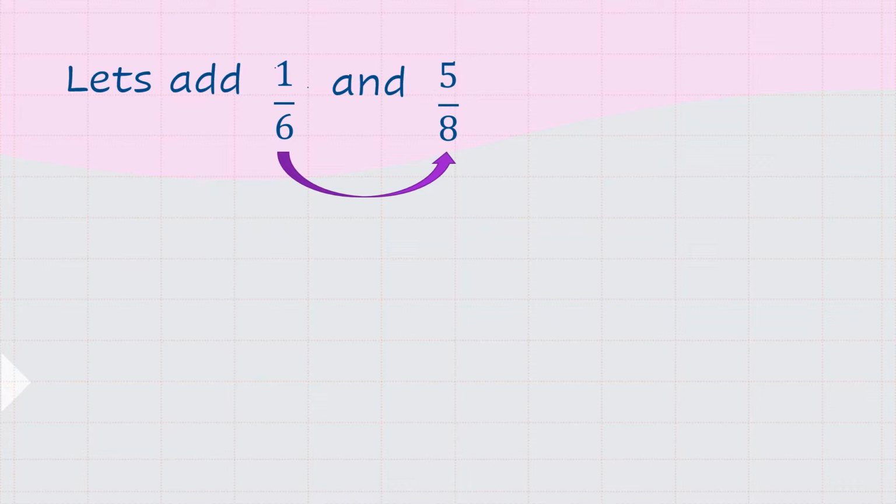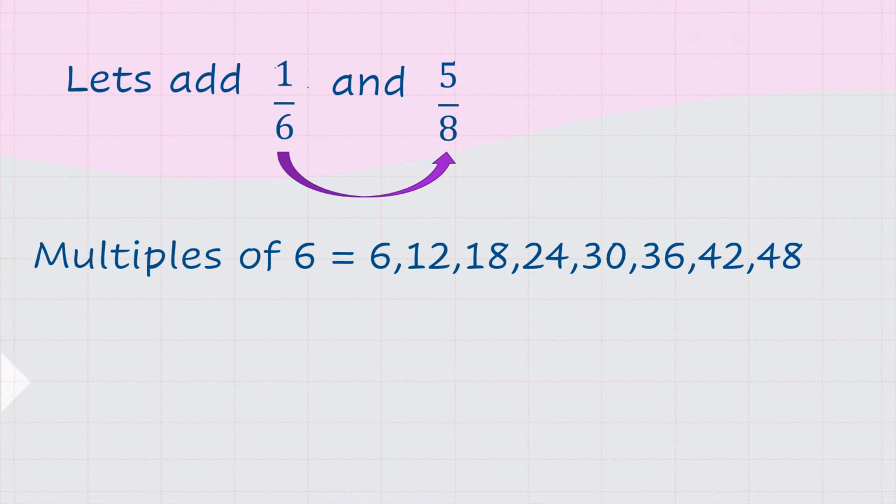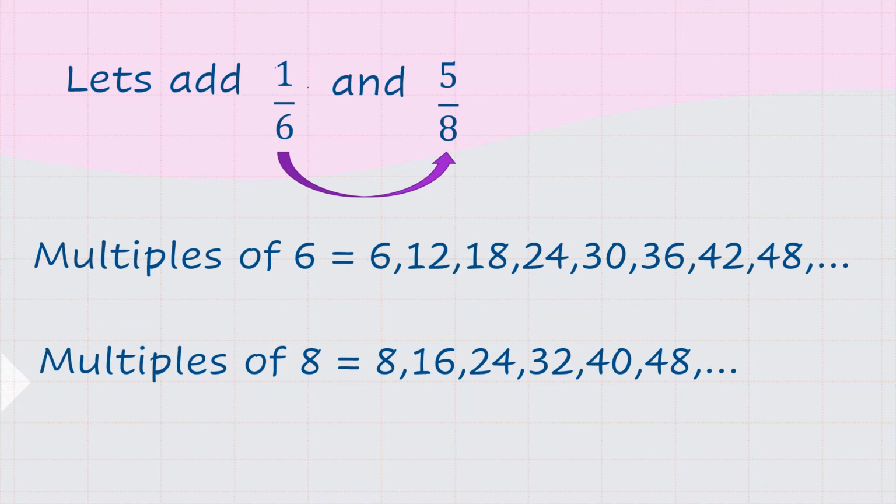For this, we'll write down the multiples of both the numbers in our denominator. So first we'll write the multiples of 6 and then we'll write the multiples of 8. Now we have to look for a common multiple, which is also the lowest common multiple of both these numbers. So as you can see, 24 is the lowest common multiple of 6 and 8. You can find the lowest common multiple of both these numbers in any method you find better.